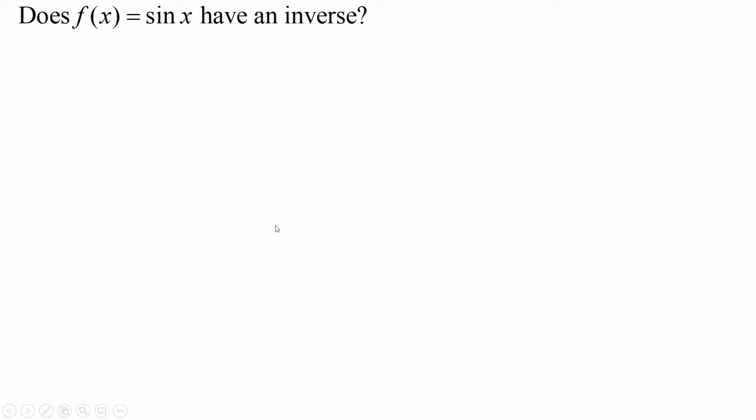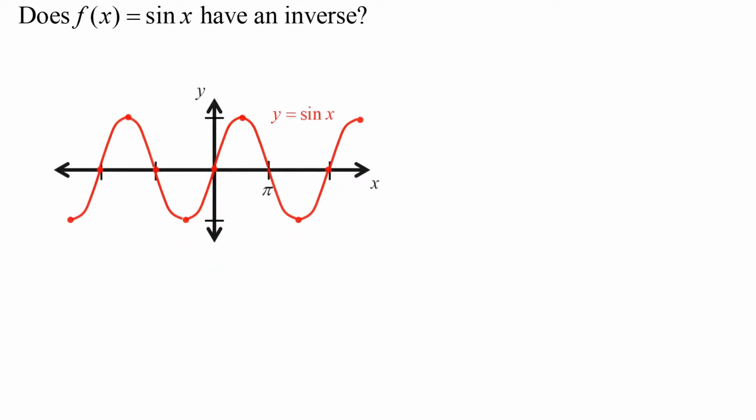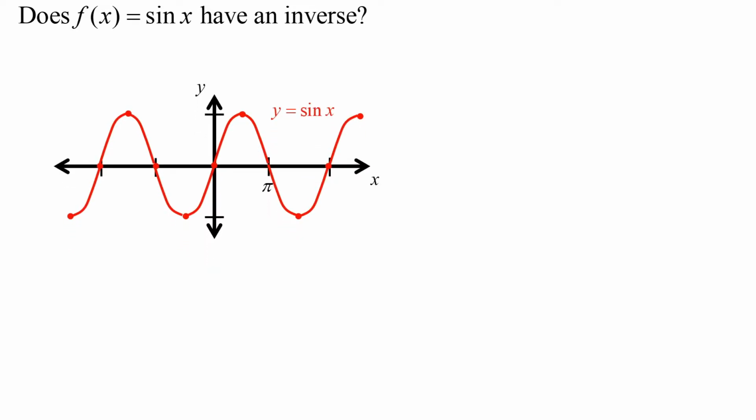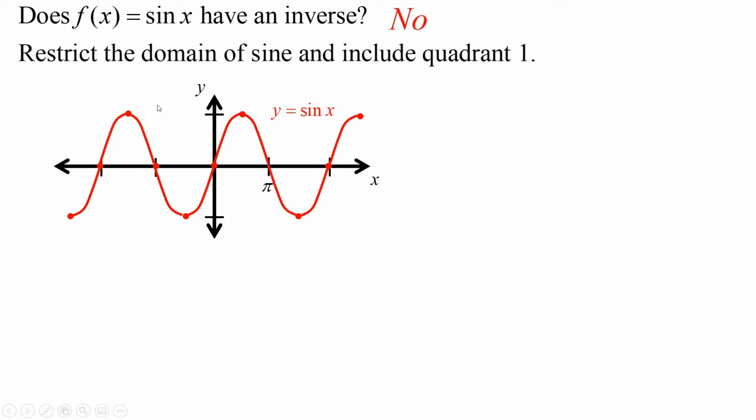Now I want you to picture the sine function. You've graphed it a few times now. Is it 1-to-1? That is not a 1-to-1 function, right? So no. But can we restrict this domain and pick the largest interval containing quadrant 1, which would be from 0 to pi over 2, where sine of x is 1-to-1? Sure we can. So restrict the domain of sine and include quadrant 1.